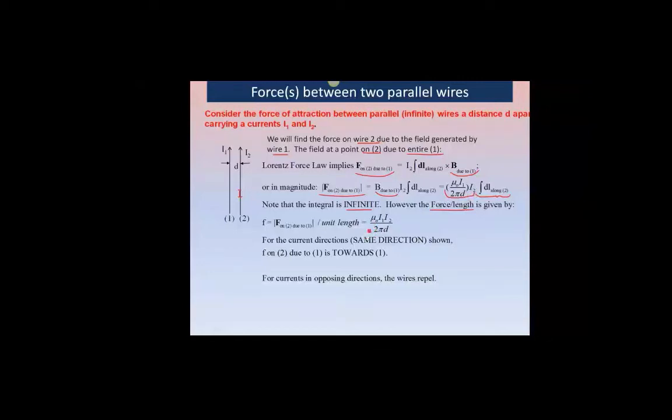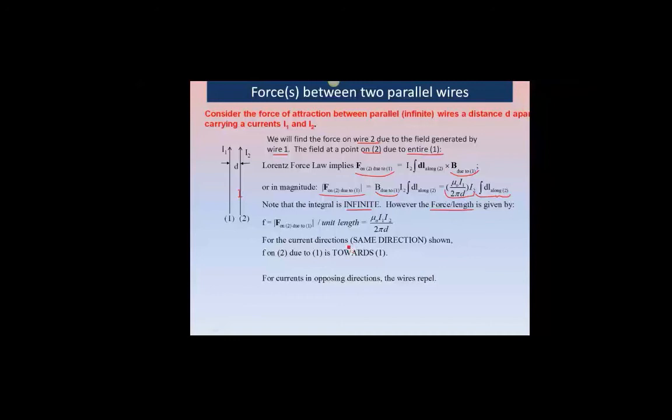This is the force per unit length between two parallel wires of infinite extent, and the separation is important because as you make them farther and farther apart, the force goes down. Obviously, if you put bigger currents through each wire or one wire, you'll have a bigger force per unit length.